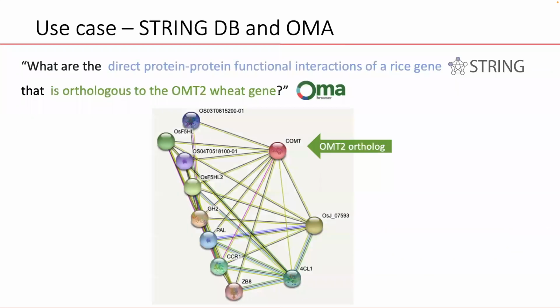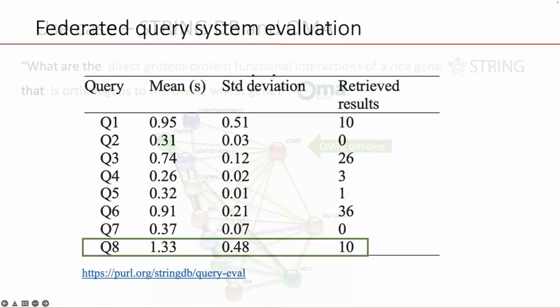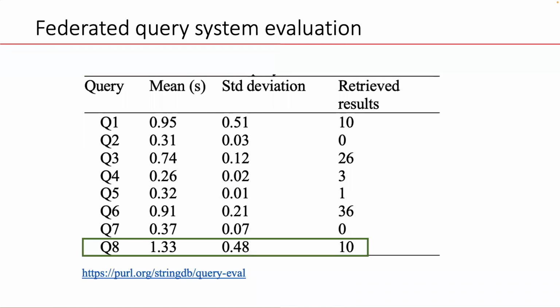Then essentially, if I come back to the question that we had at the beginning of the presentation, the answer to this question is illustrated here, where we have the ortholog, the OMT2 gene, the COMT gene, its functional product, the protein, interacts with 10 other proteins according to the STRING database. Then I will focus on this question. This is question 8 of our evaluation. We can see that the mean time for retrieving the results was around 1 second for retrieving 10 results. For further evaluation information, you can visit this website. That is a persistent URL.